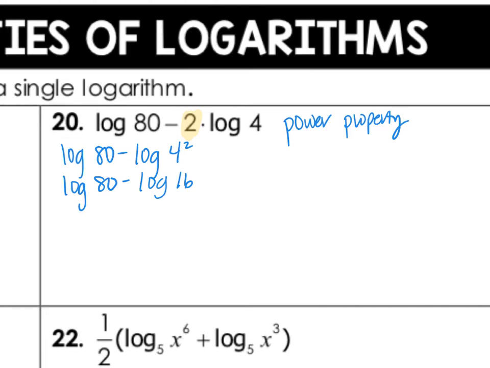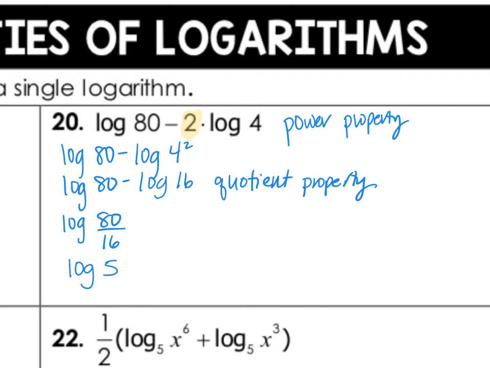Now I have that minus, so I can use the quotient property. And then this reduces to log 80 over 16. And then 80 over 16 is 5. So this reduces to log 5. And that has been condensed into a single logarithm.